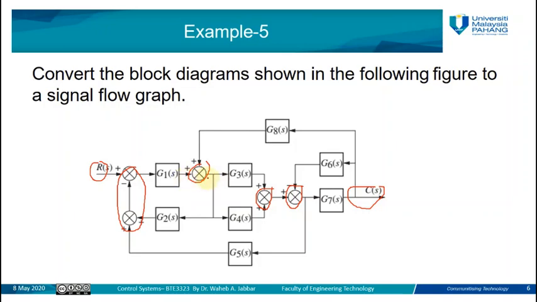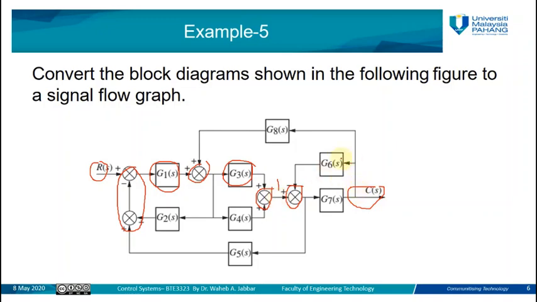So after we identify the node locations, we need to label these nodes. We put a name for each node like x1, x2, x3, and so on. Then we draw the connection or the interconnection from one node to another node to show the gain value or the transfer function of the subsystem. For example, between this node and that node, we have G1S. This will be the gain value. Between this node and that node, we have G3. Between this node and that node, we have only 1 because there is no subsystem here.